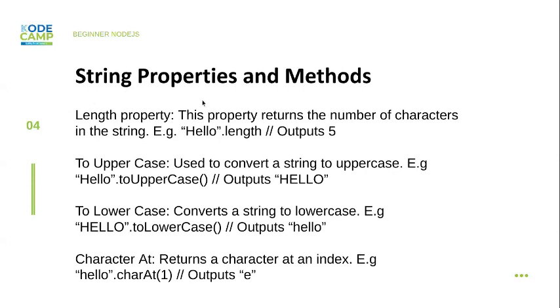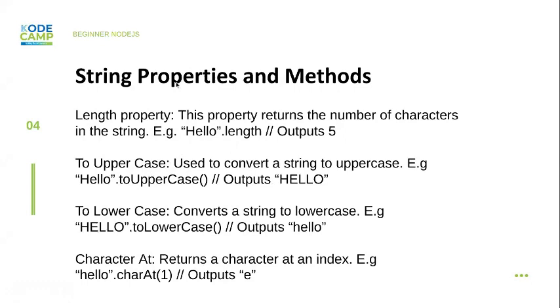These are examples of the properties and methods of strings. We have the length property, which is used to get the number of characters in a string. For example, we can have hello.length, and it will output the length of the characters in that particular string. Then we can also change a string to uppercase and to lowercase, and we can find a character at a particular index of a string.